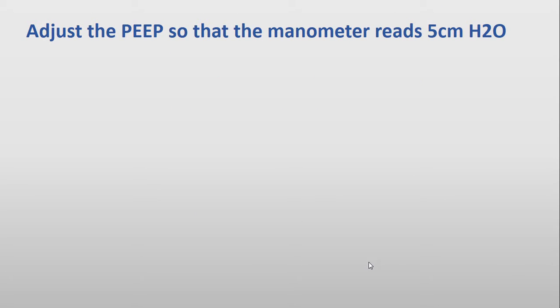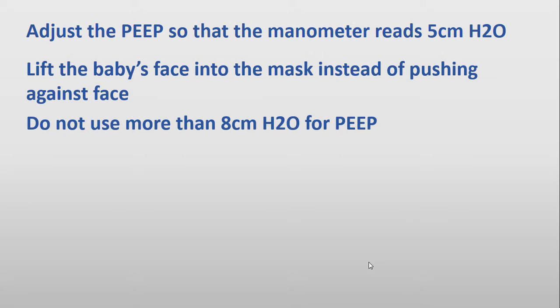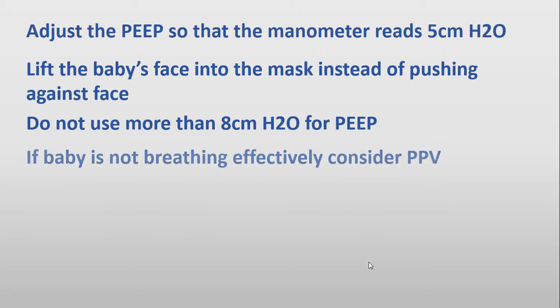So we need to adjust the PEEP so that the manometer reads 5 centimeters of water pressure, and I'm going to show you that in the video with the use of the free-flowing bag mask. We need to lift the baby's face into the mask instead of pushing against the baby's face. This can affect the baby's airway because it can readjust the baby's position to a point where the baby's airway is not open adequately. We do not ever want to go over 8 centimeters of water pressure for PEEP.